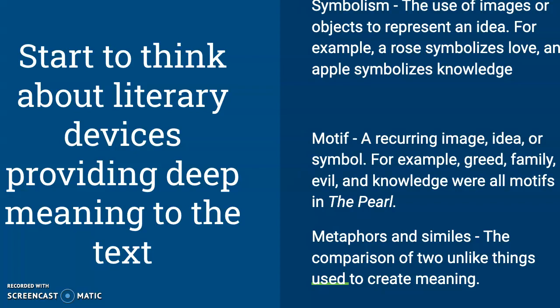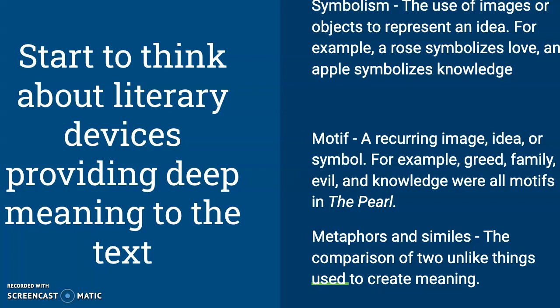Okay, so think about your story and think about what you can see happening in the story in terms of literary devices. Maybe there's a use of images or objects to represent an idea. That's symbolism. For example, a rose symbolizes love, an apple can symbolize knowledge. So think about ways that your story uses something symbolic. Maybe you don't have symbols, and that's okay.